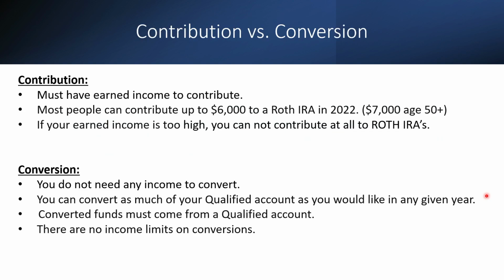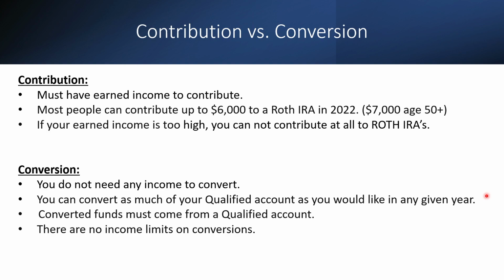First thing, contributions versus conversions. So when most people think about how do I get money into a Roth account, they think about contributions. Contributions come from earned income. And remember, there's 2 ways to get money into your Roth account. One is through a contribution. That's what most people think about. The other is through a conversion. We use conversions probably 99% of the time when we're doing tax planning.